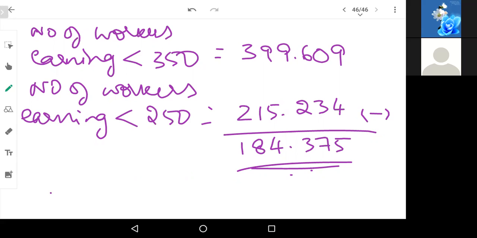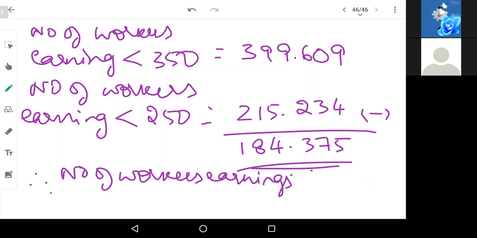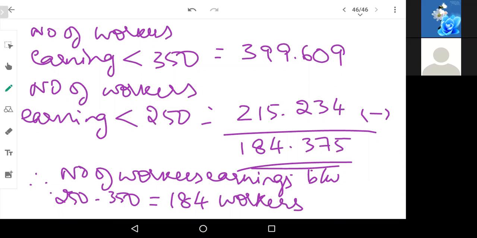So therefore, number of workers earning between 250 and 350 is 184 workers. Don't round it off here, because if you see after the point it is less than 5. Okay, after the point if it is more than 5 then you can round off. Since it is less than 5, we will keep it as 184 workers only.